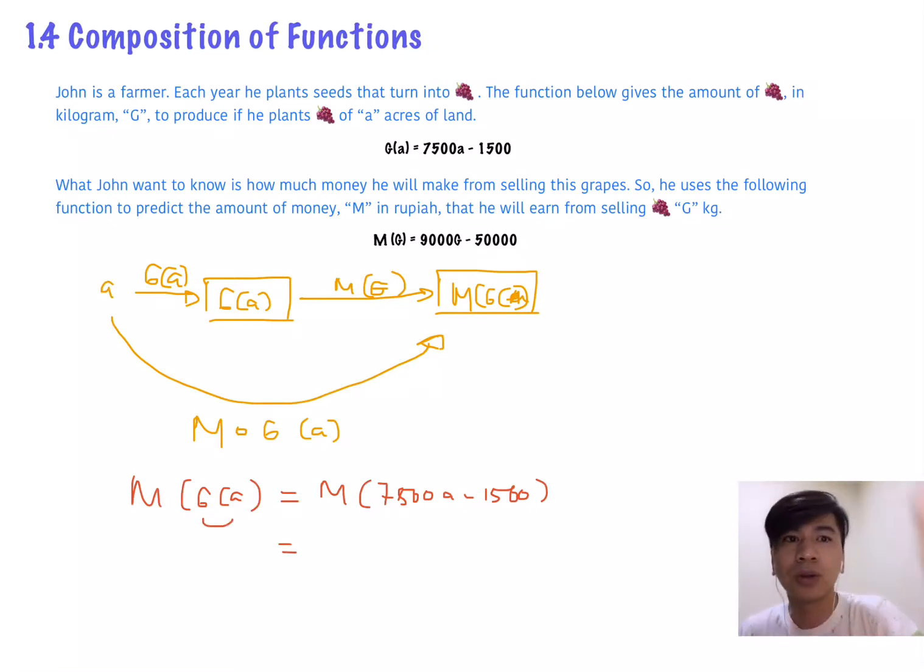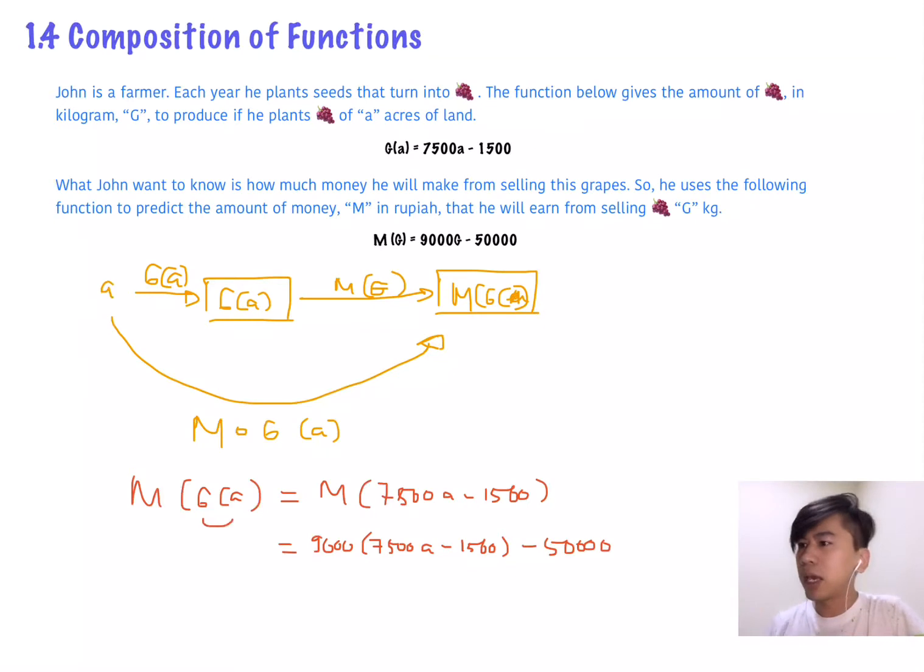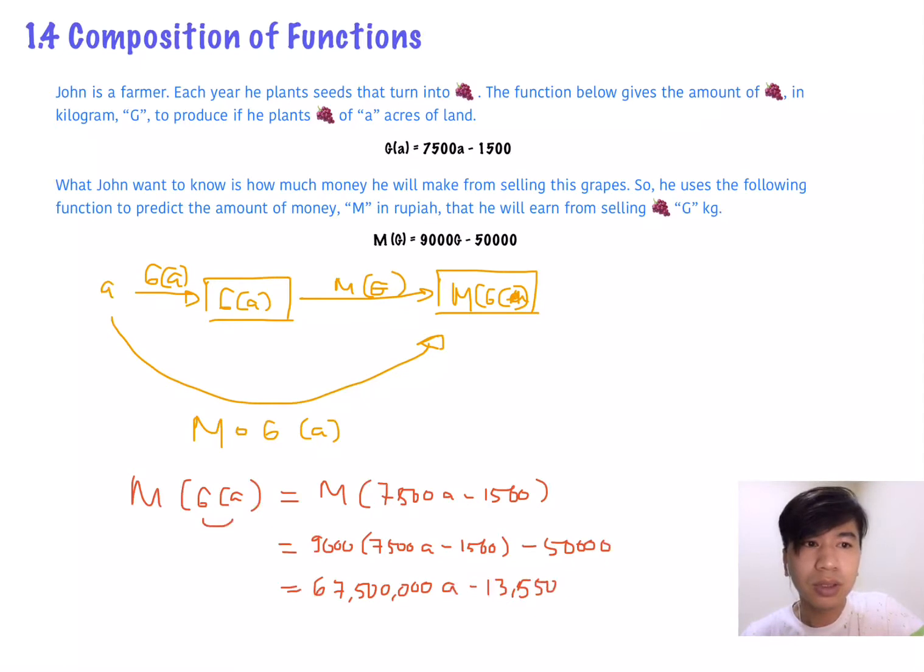Okay, so that's what I'm about to write: 9,000 times 7,500a minus 1,500, minus 50,000. Let me check my answer. So that will be, whoa, that's a lot. That will be 67,500,000 of A minus 13,550,000 rupiah. Okay, so that's it.